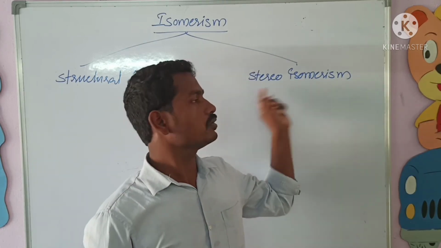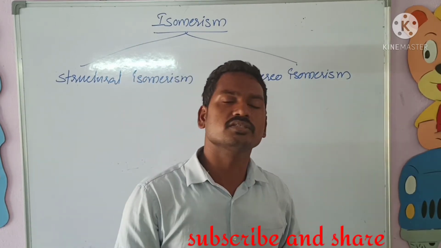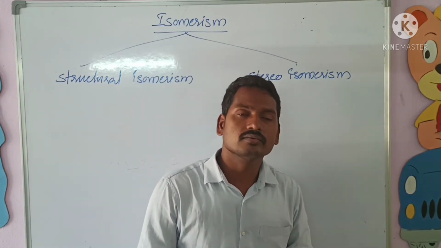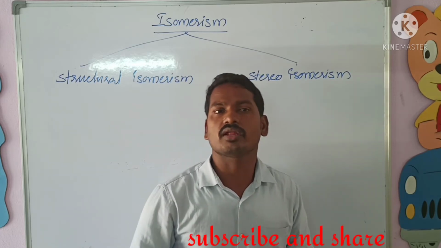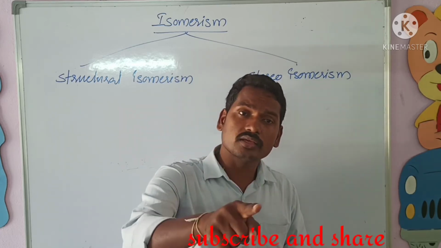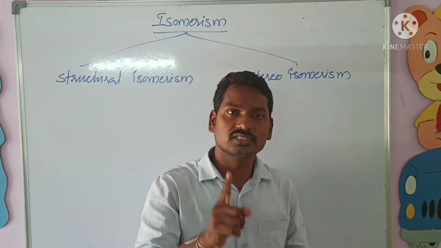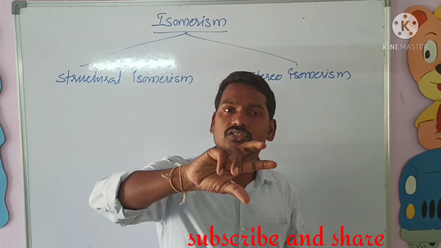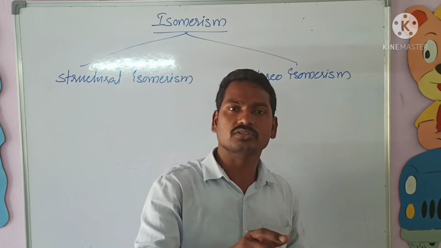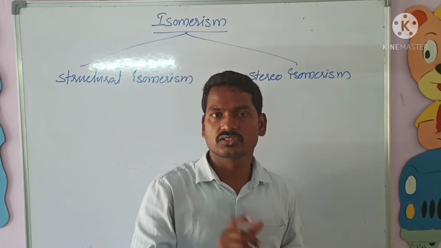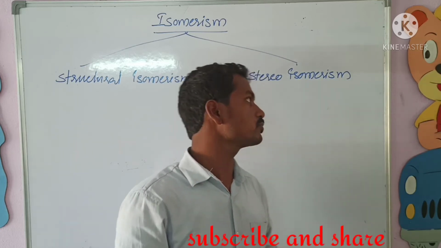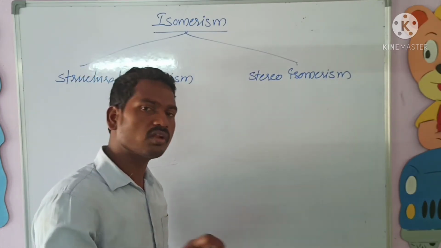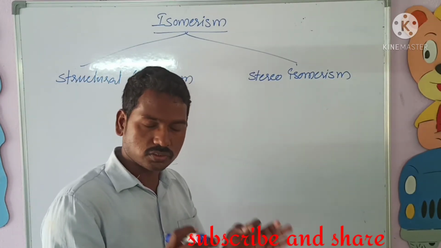Then what is stereoisomerism? The isomers which have the same molecular formula and the same structure also, but show a difference in their spatial arrangement of atoms or groups, are called stereoisomers, and this total phenomenon is called stereoisomerism.